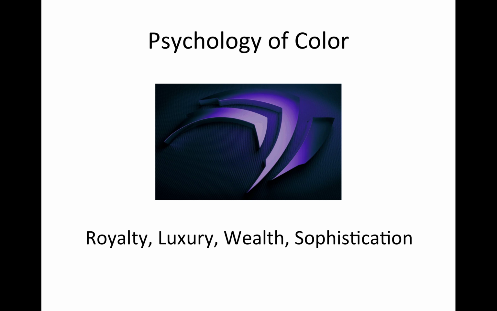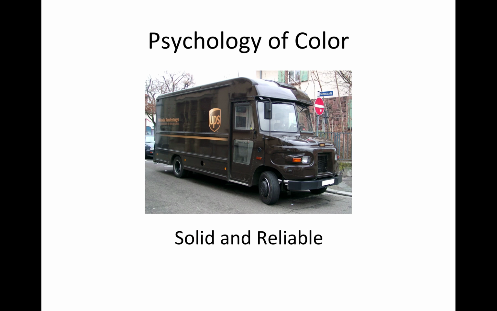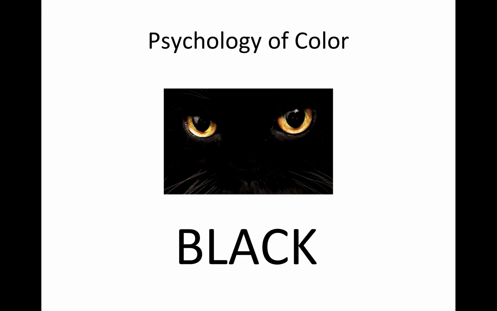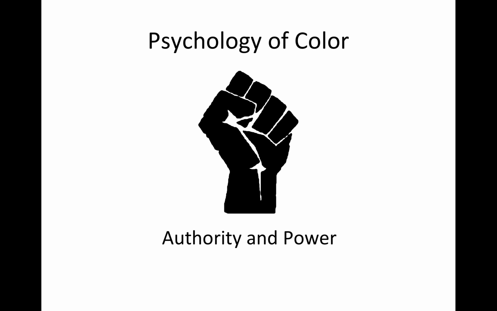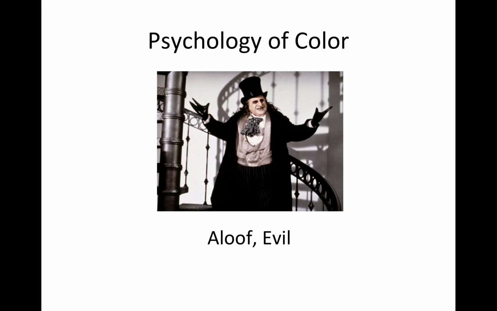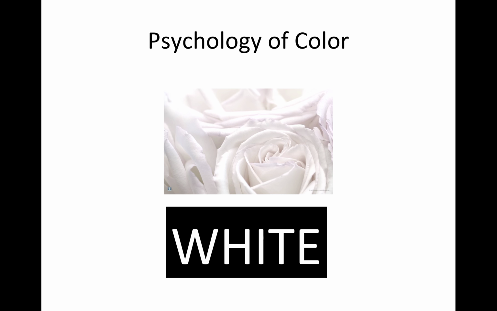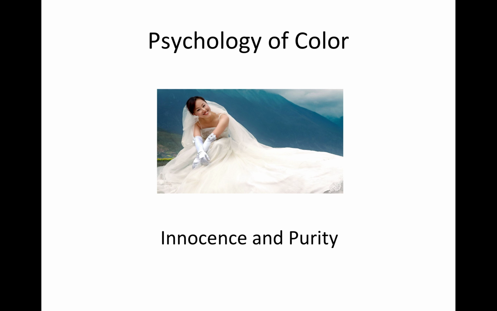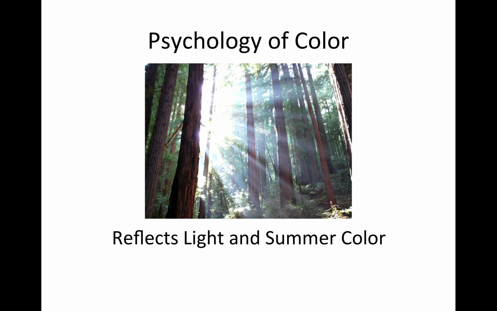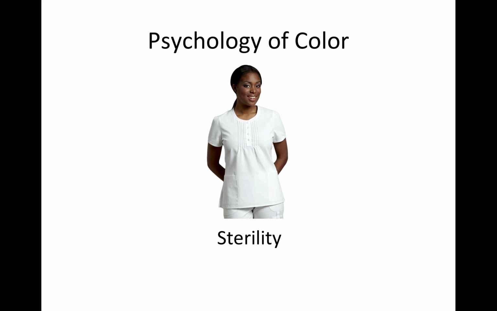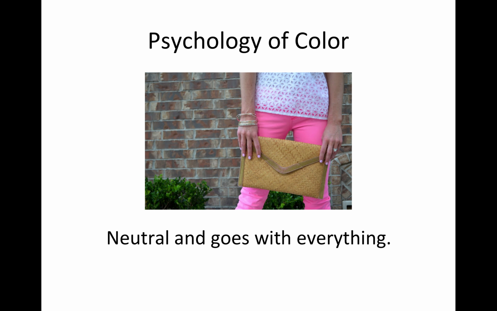Purple represents royalty, luxury, wealth, sophistication. That's because in the Middle Ages, creating the purple dye to dye fabrics was very expensive to create. And so only rich people got to wear purple. Brown is solid and reliable. It's abundant in nature. Black represents authority and power, is stylish and timeless, and also aloof and evil. White represents innocence and purity, reflects light and summer color, represents cleanliness and sterility, and is neutral and goes with everything.